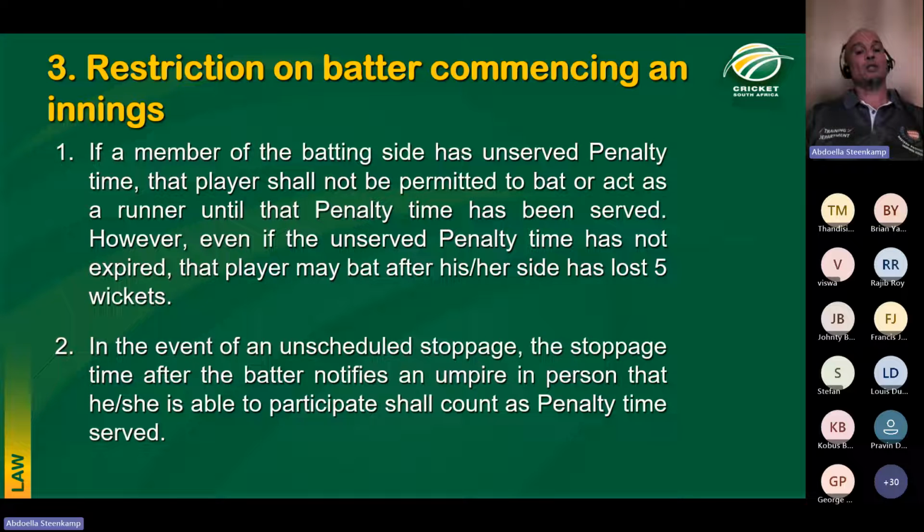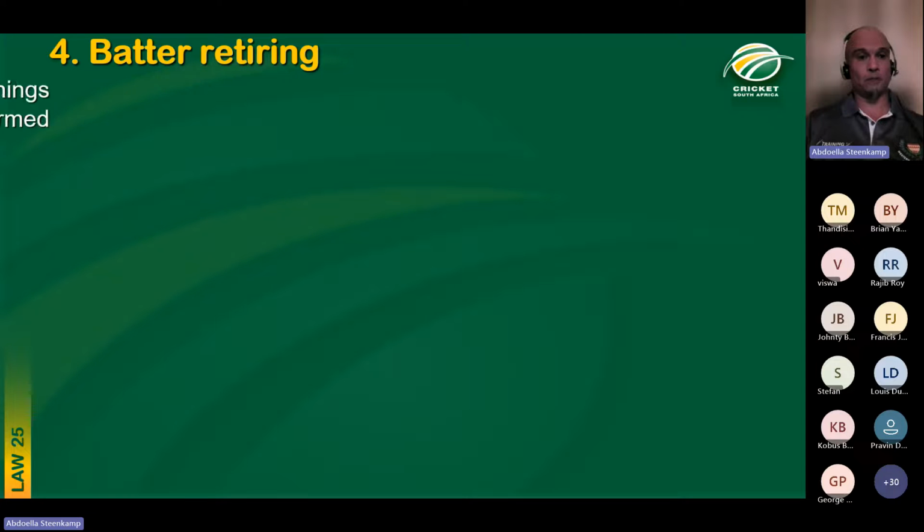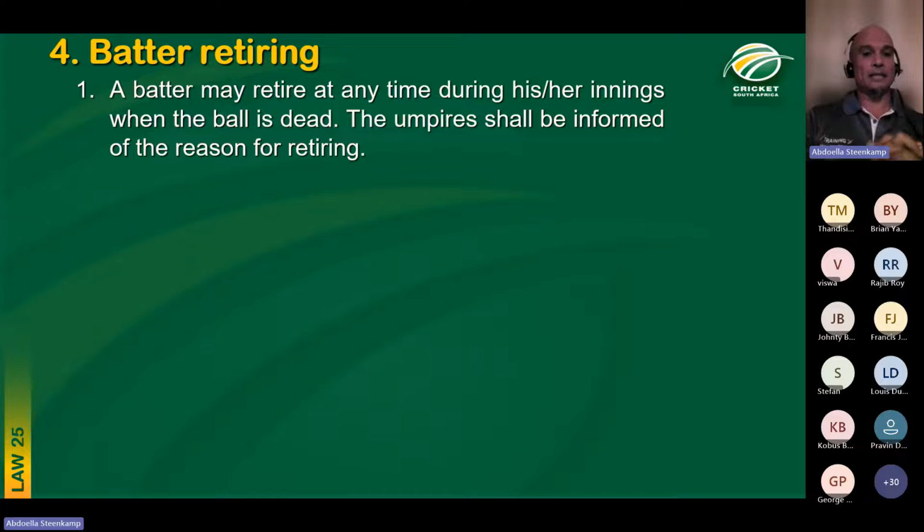Also, we spoke earlier about an unscheduled stoppage where you can offset it for the injured fielder or bowler. The same principle applies to the batter. And the clock will start, where you can start offsetting the unscheduled break, as soon as the injured batter notifies the umpire in person that he or she is fit again. Then the clock will only start, and you can start then offsetting against any penalty time that he or she may owe.